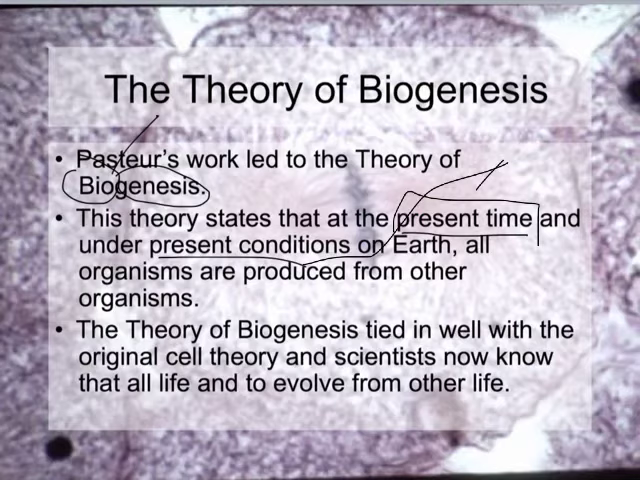Okay? And once again, if you think about this concept, the theory of biogenesis, it ties into what we talked about two chapters ago with the original cell theory. All life had to come from other living things, and that life can't start spontaneously.